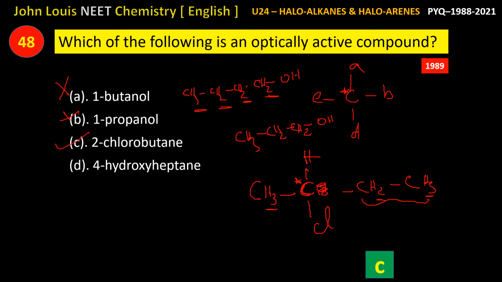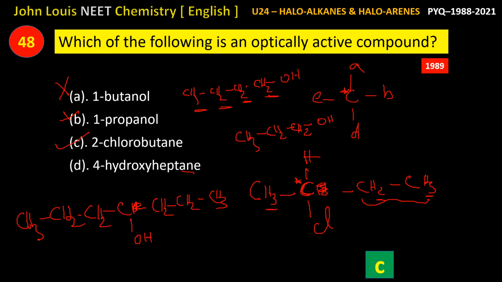Then what about option D? We need not go for option D because we already got the correct one, but let us check whether it has a chiral carbon or not. 4-hydroxyheptane. Hept means how many? 7. 1, 2, 3, 4, 5, 6, 7. 4-hydroxy, so on the 4th carbon, hydroxy. It ends with "-ane", therefore all bonds are single bonds. Now you fill it up with hydrogen: CH3, CH2, CH2, here CH, here CH2, CH2, CH3.